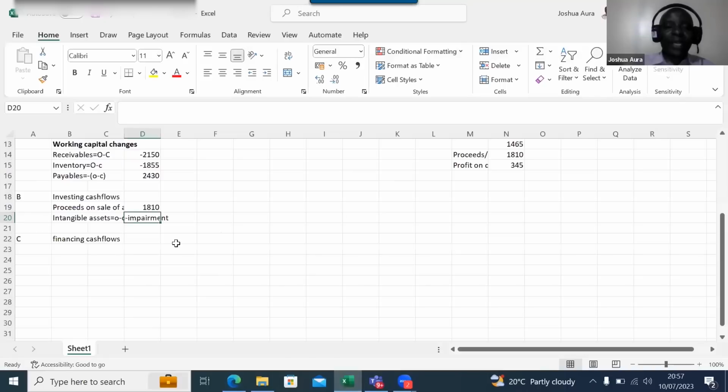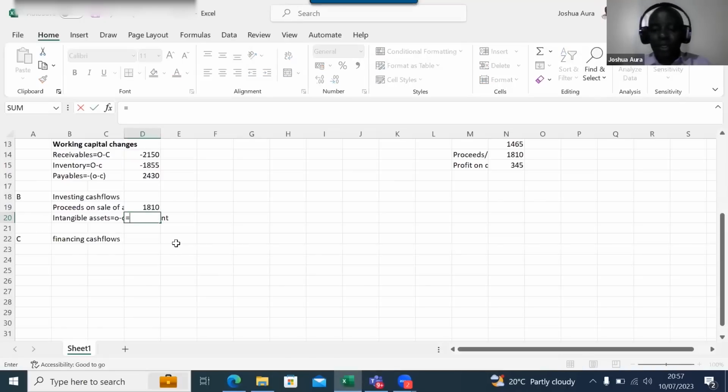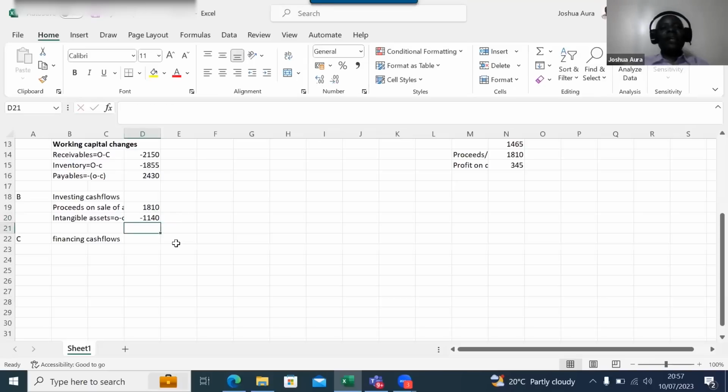So I'll come back to my Excel here, say equals. So we have here 6150 minus 6750. And then we have the impairment of 540. So minus 540 like that. And then I should be able to say enter. So I'm getting negative 1140.